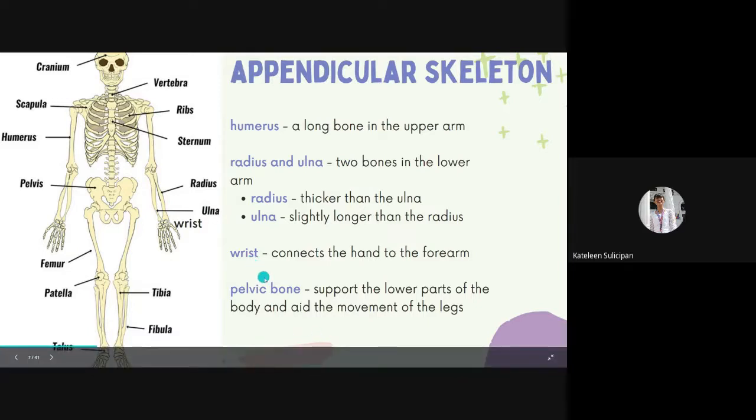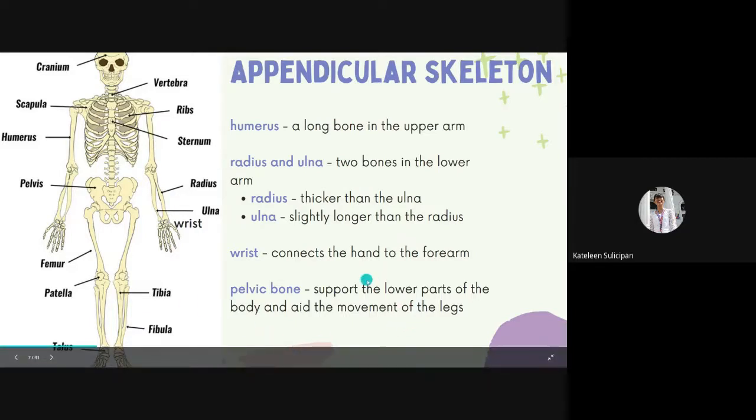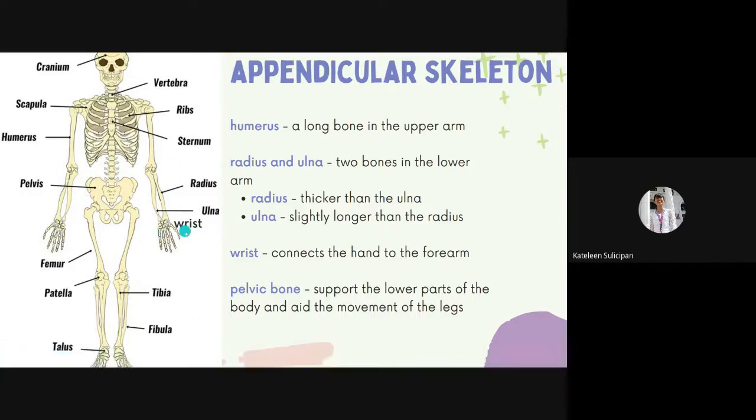Yung wrist, it connects the hand to the forearm. So ito yung wrist natin. While the pelvic bone naman, it supports the lower parts of the body and aids the movement of the legs. So, ine-help na mag-move yung legs natin by the help of the pelvic bone.